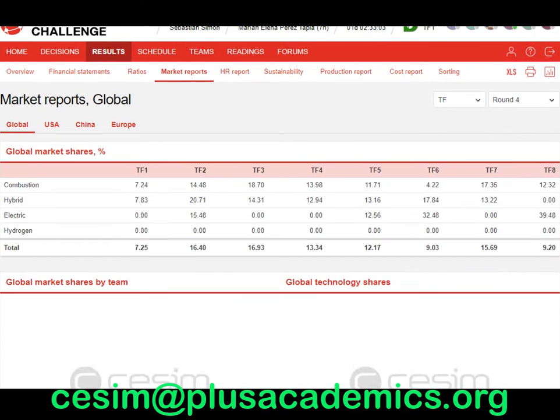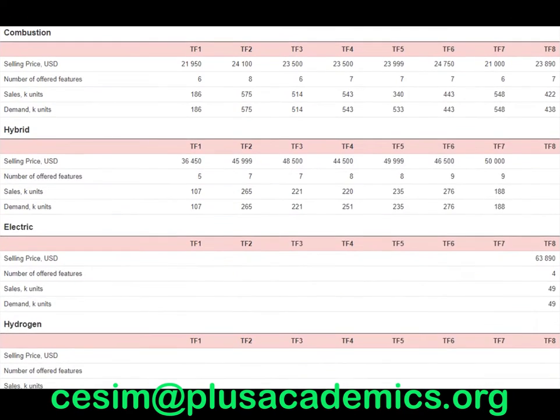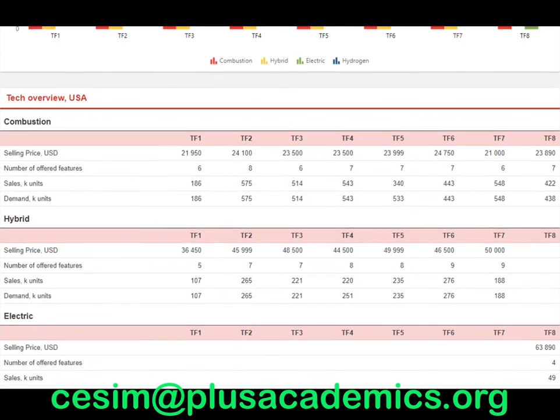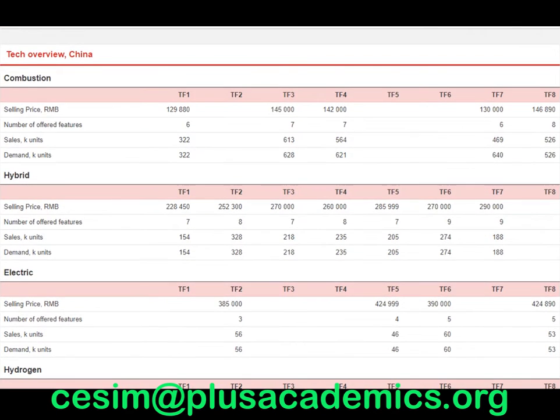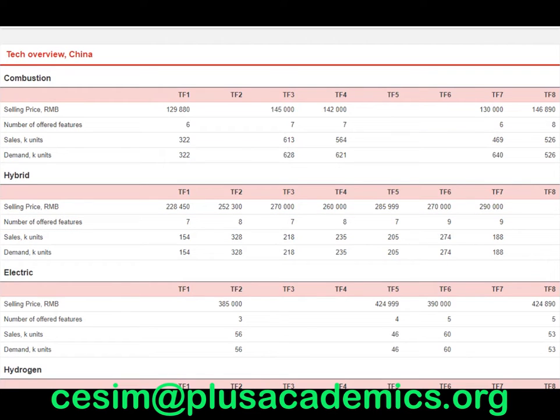And if we go to the marketing report, just to have a clear overview, you can see TF1 was actually charging the lowest price compared to any other company. But despite that, their sales were very low and also the demand. If we go to China, the case is the same. They had nearly the same number of features offered, and the lowest price compared to other companies, but still they had the lowest demand and sales.